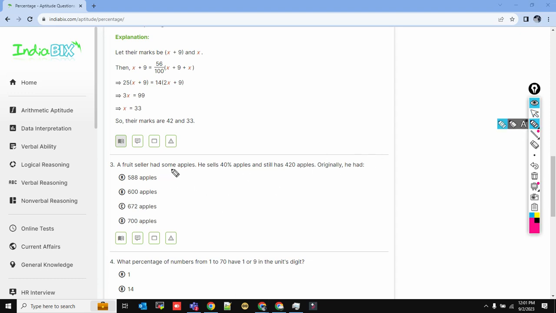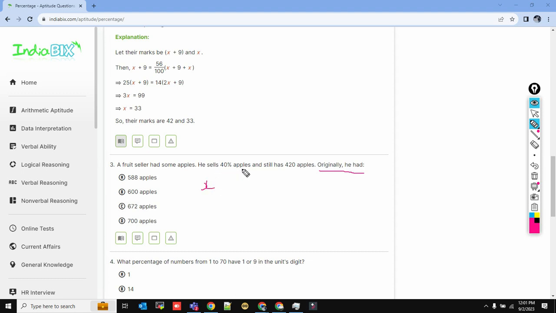So a fruit seller has some apples. He sells 40% of the apples, right? And still has 420 apples. Originally, how many apples did he have? So whatever is the question, right? Put that as a variable. Originally, let's have X apples.